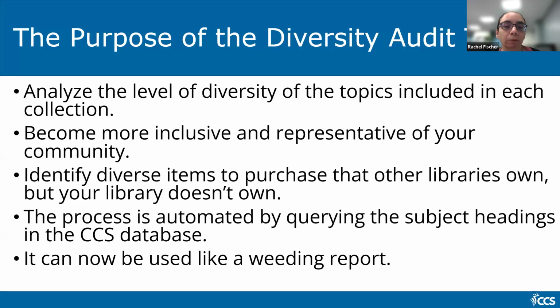The tool utilizes the subject headings in the CCS catalog to automate the diversity audit process so that you can easily analyze the amount of diversity of the topics included in the whole consortium, a whole library, a special collection, or just your individual selection areas. You can then compare your collection to the population statistics from external sources or other libraries in the consortium and identify diverse items to purchase. You could also use it to help you identify titles that need to be promoted or weeded.